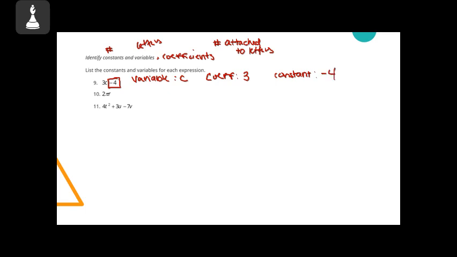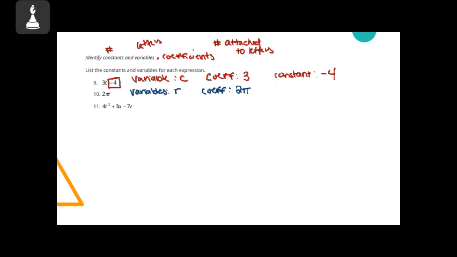Next, so I'm always going to start with my variables. I have 2 pi r. R is the variable. 2 and pi are both numbers that are attached to the letter r. So they are coefficients. The coefficient is 2 pi because this is the number portion attached to r. Remember that pi is roughly 3.14.